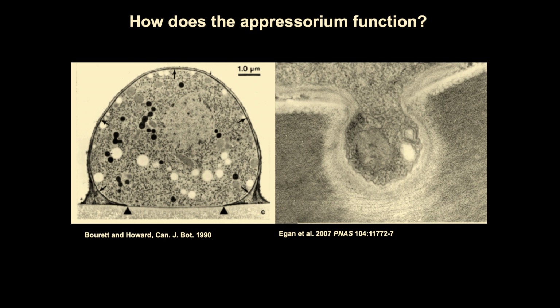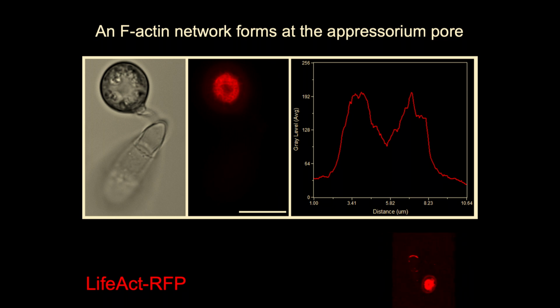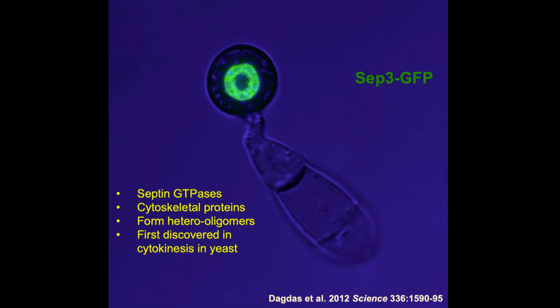So how is that protrusive force generated? Well, we know that actin remodeling occurs at the base of the appressorium. So this is a big actin ring, a toroidal, donut-shaped structure that forms just at the base of the appressorium. And that occurs during appressorial maturation. And that's scaffolded by a set of proteins called septins. So septins are GTPases. They're another component of the cytoskeleton. They form heterooligomeric arrangements, first discovered in yeast associated with cytokinesis and budding, but present in mammals, present really throughout the metazoa, but absent in plants.